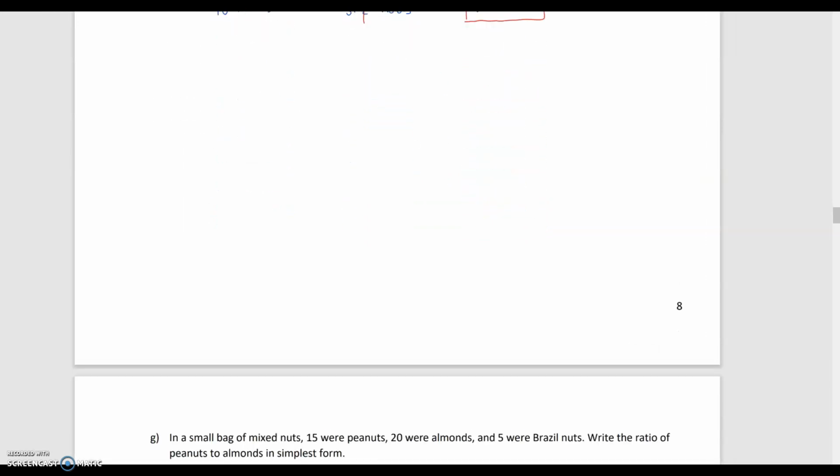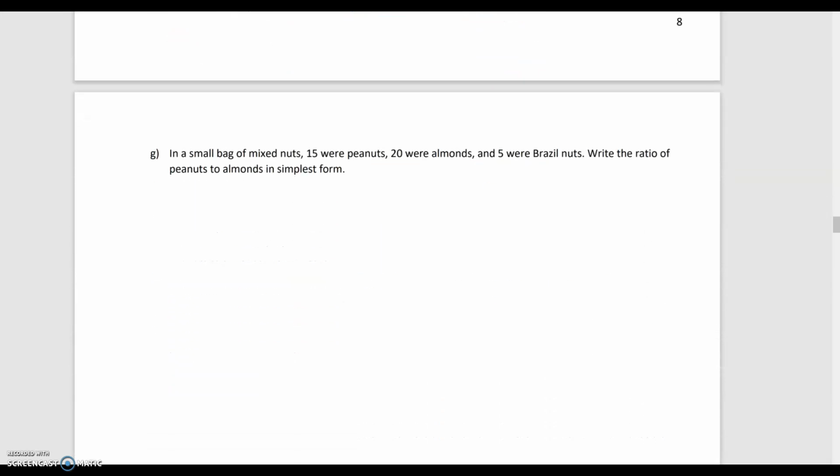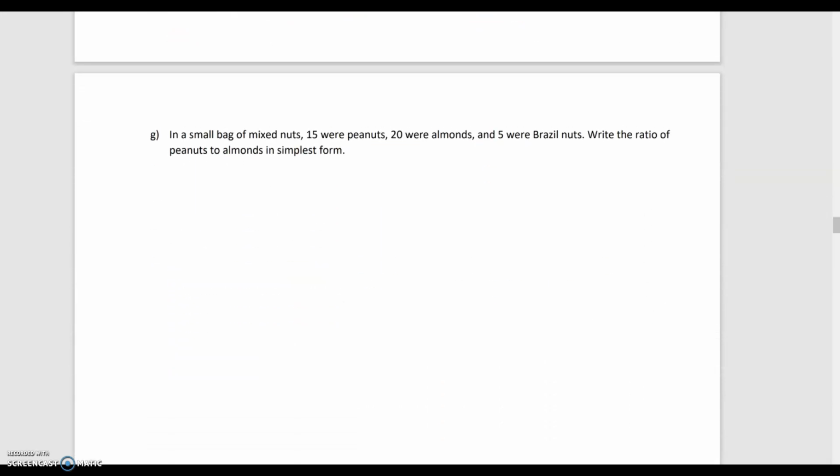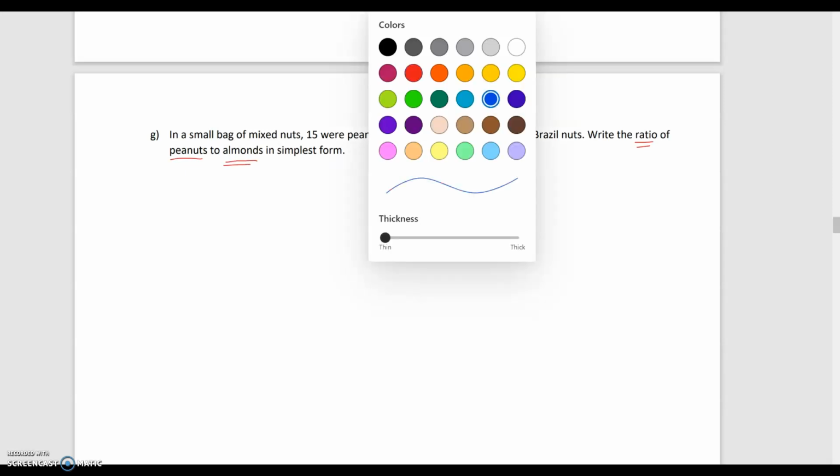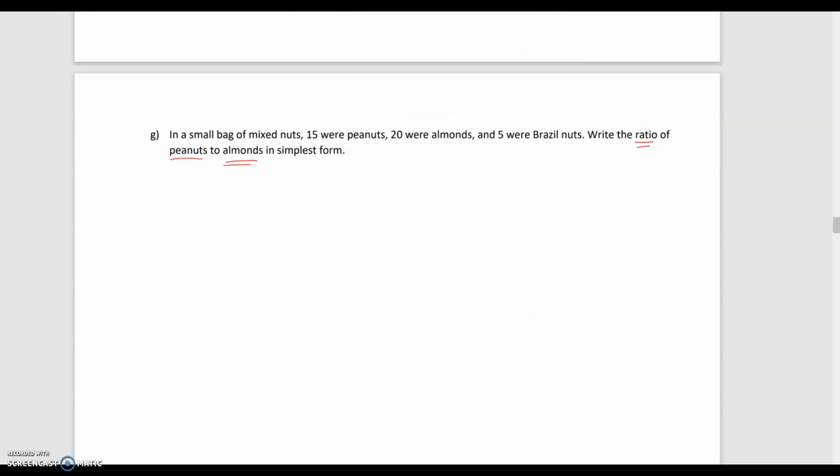Let's move on to G. In this case, there's a couple of quantities. They want the ratio of peanuts to almonds. Okay, so let me rewrite it as a fraction. Peanuts is going to be a ratio to almonds. In this case, 15 were peanuts, so 15 is going to be on the top. And then almonds, 20 were almonds.